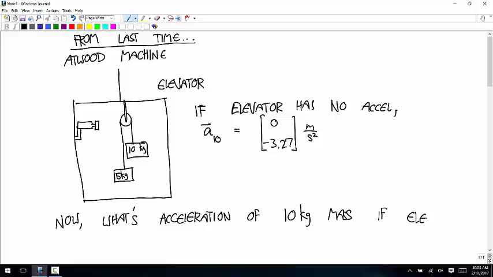If the elevator accelerates up at, I think I said, 2 meters per second squared. Well, if that elevator is accelerating up, then this camera is accelerating up too, by that same amount. So your first thought would probably be that the camera is going to measure the same acceleration that it did before.